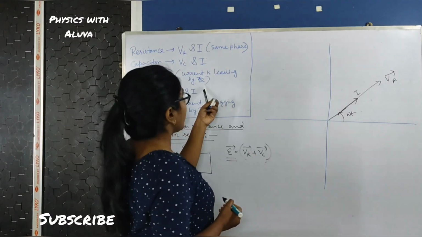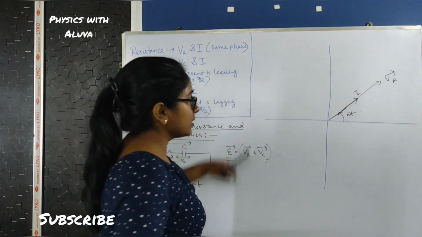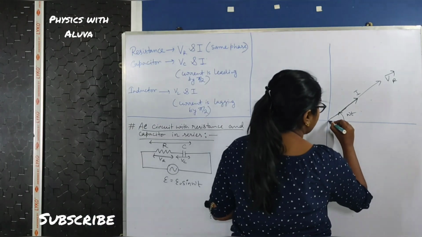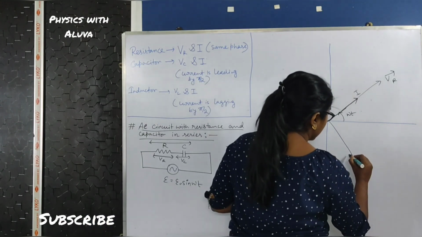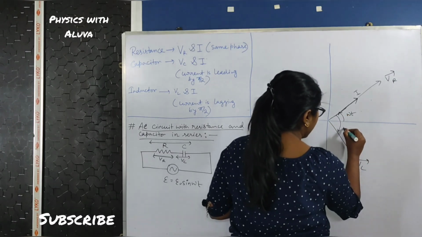Now what is VC? Current is leading VC by pi by 2. So VC will lag the current by pi by 2. So VC will lag by pi by 2. This is VC. It is lagging by the angle pi by 2.